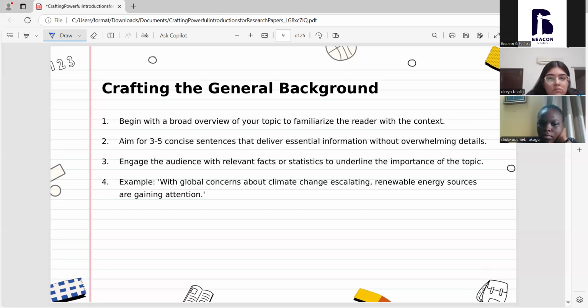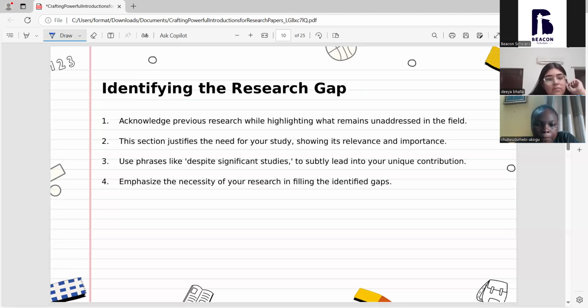So, did you get it? How to write the general background sentence of the introduction? Any question on this part? No. Okay. So next we will address the research gap.